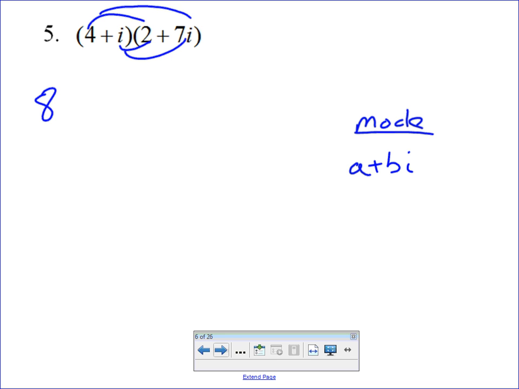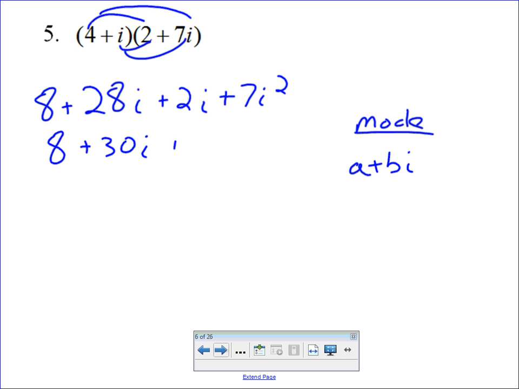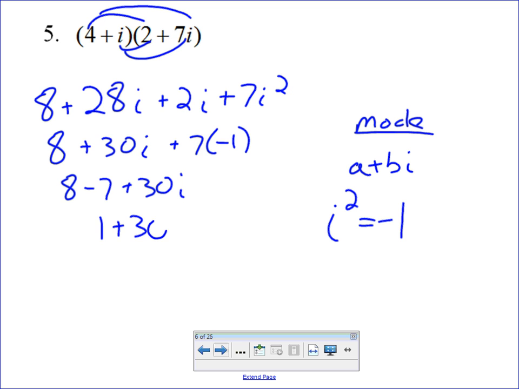And so we'll get 8 plus 14i, 8 plus 28i plus 2i plus 7i squared. So it's going to be 8 plus 30i plus 7 times negative 1. Because remember, one of our key facts is that i squared equals negative 1. So this will be 8 minus 7 plus 30i, or 1 plus 30i.